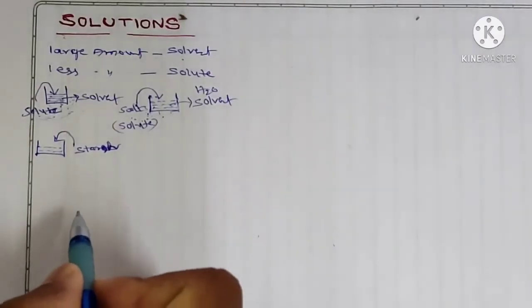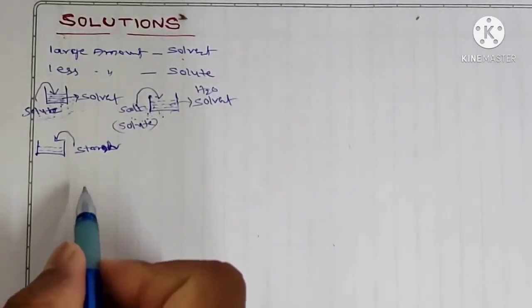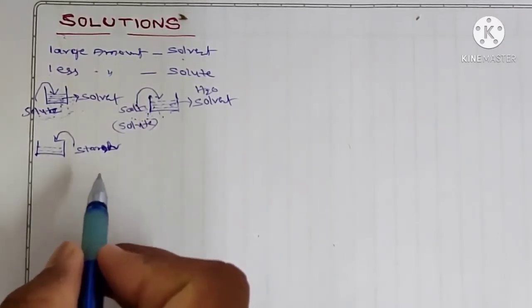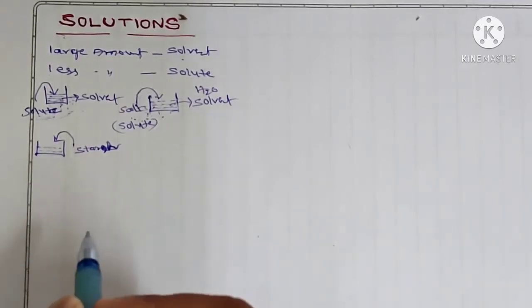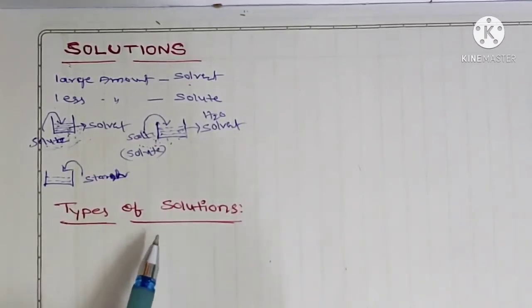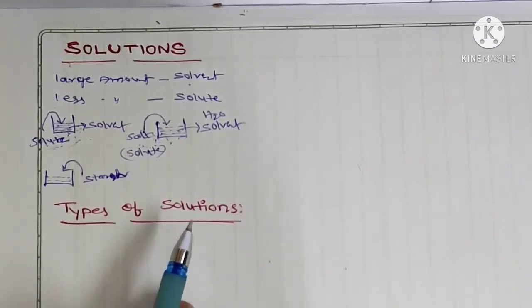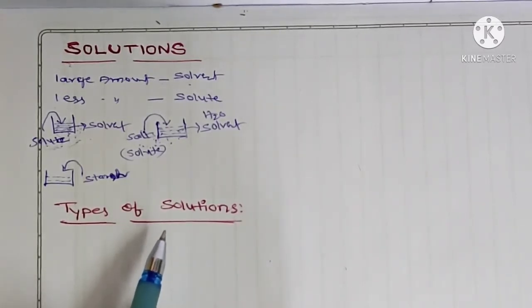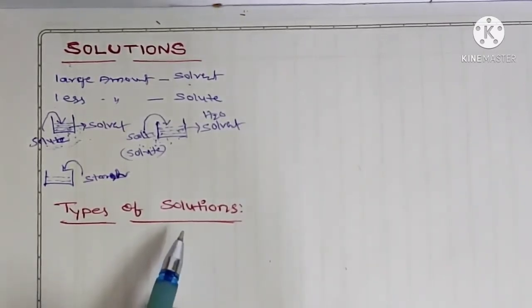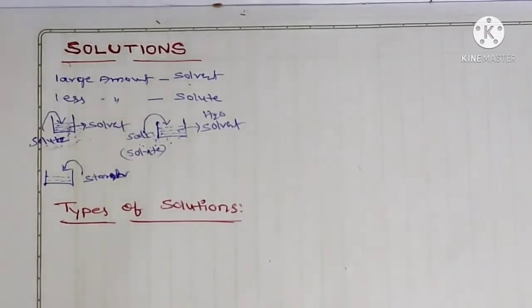In this chapter, we consider only binary solutions. Binary solution means two components in the solution. In the solution, we have only two components. And next, types of solutions. On the basis of different states of solute and solvent, the solutions are mainly classified into three types, and each one is further classified into three types. So total 9 types of solutions.